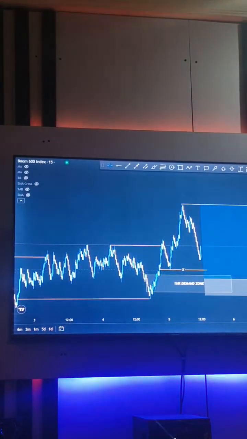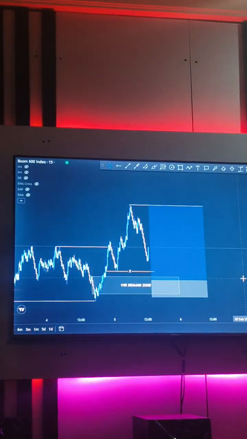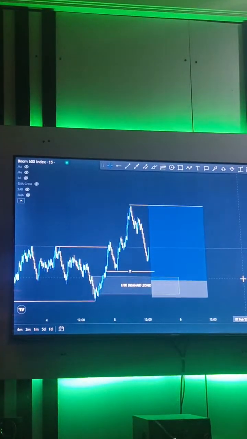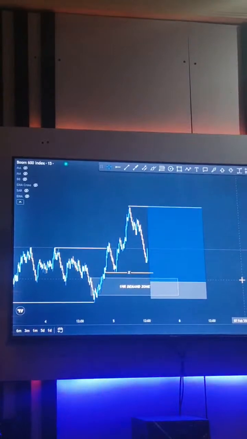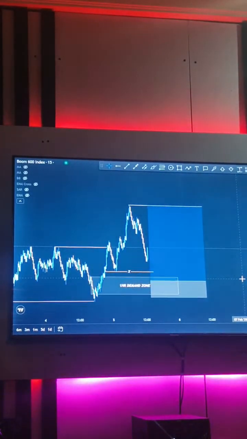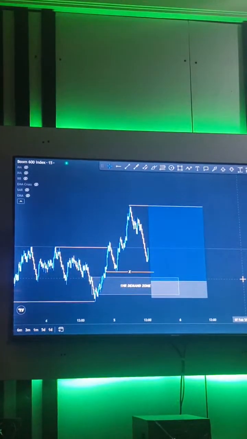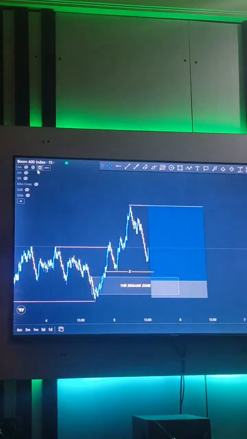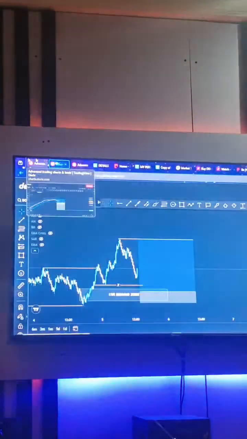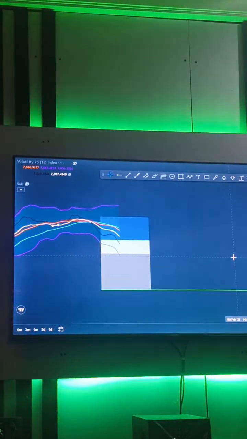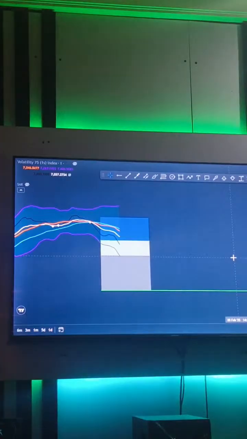So that's what we have on Boom 600, guys. If you entered on the 75 1S, you should be on profit right now. If you entered Volatility 75 1S, you should be on a good profit right now.